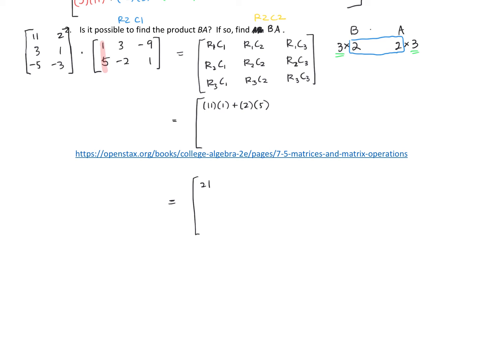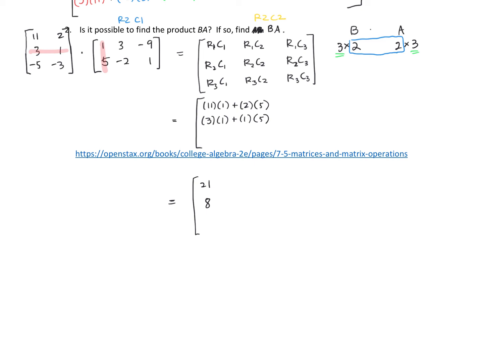So now what we want to do is we want to multiply row 2 times column 1. And so that will be 3 times 1 plus 1 times 5. And if we want to go ahead and find that element, that will be 3 plus 5, which is just 8.